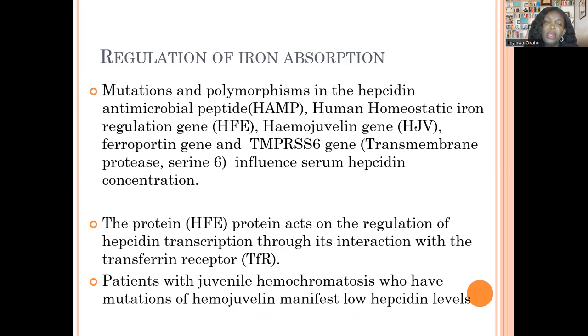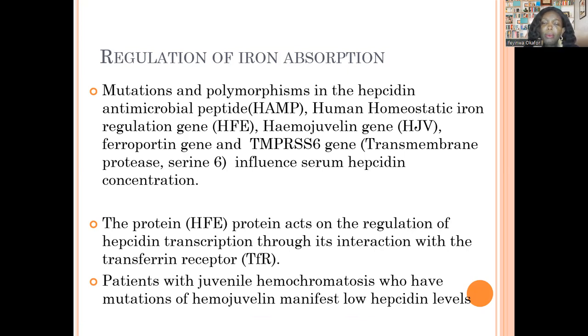Studies have also shown that mutations and polymorphisms in the hepcidin antimicrobial peptide gene, the human homeostatic iron regulation gene, the hemojuvelin gene, and the transmembrane protein serine gene influence serum hepcidin concentration.